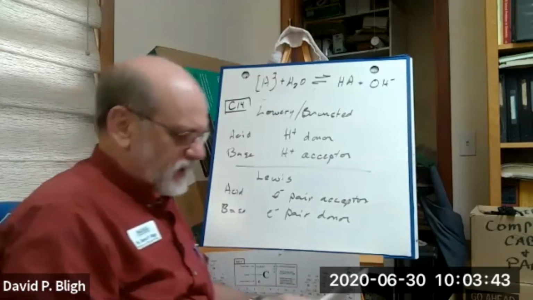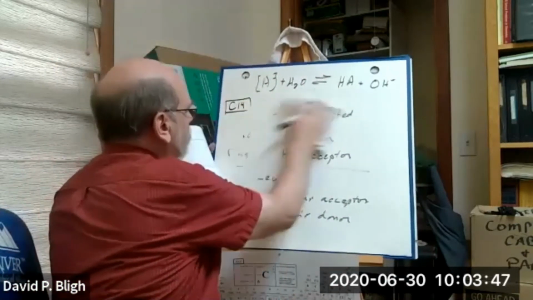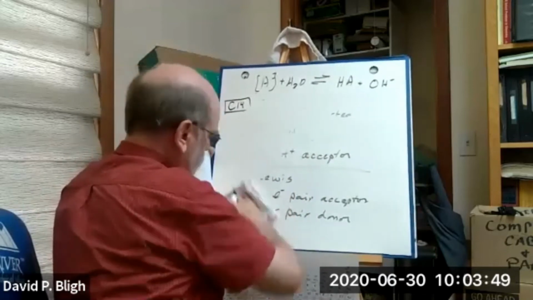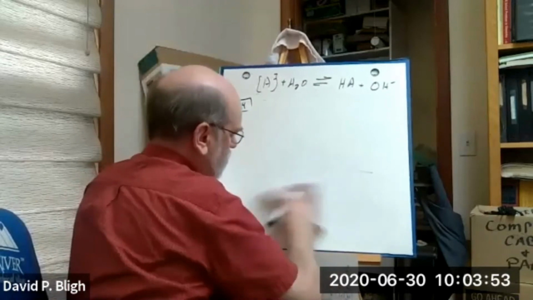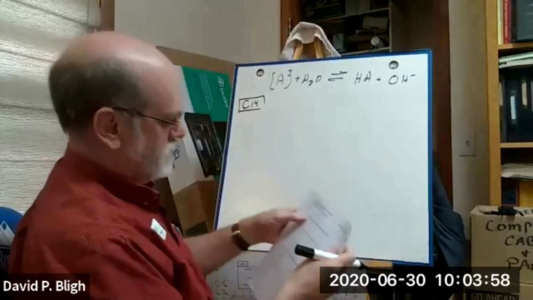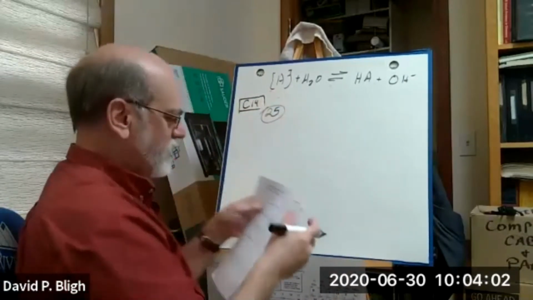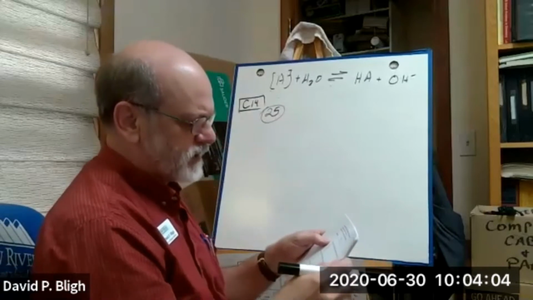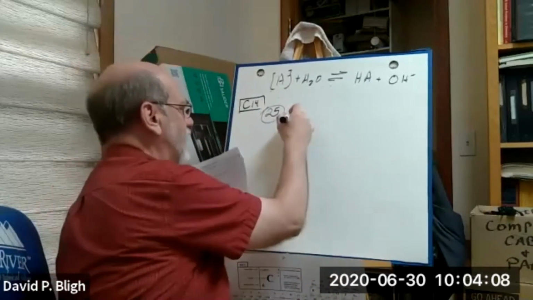So let's look at some of our questions here that pertain to that definition and see if we can apply that knowledge. Okay, well, let's just take 25. Which of the following species cannot act as a Lewis base? All right.